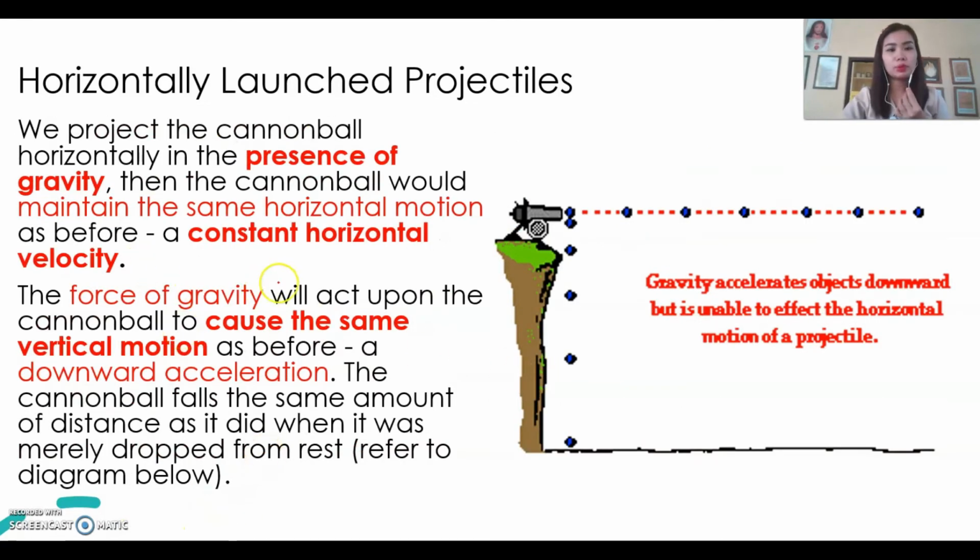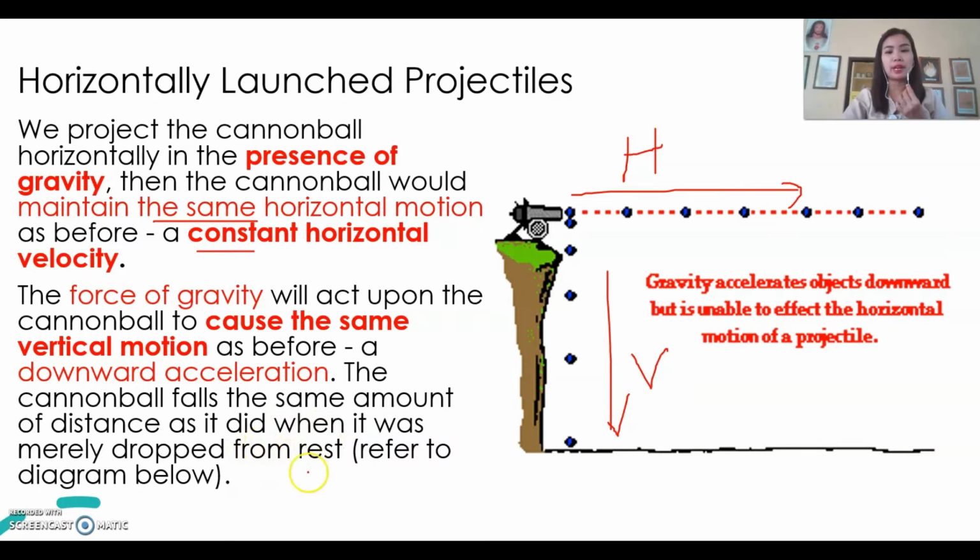Okay, now we project the cannonball horizontally in the presence of gravity. Then the cannonball will maintain the same horizontal motion, that is, constant horizontal velocity. So constant, walay nag-usab. The force of gravity will act upon the cannonball to cause the same vertical motion. So this is our horizontal, ito yung pababa natin, and that is our vertical. The cannonball falls the same amount of distance as it did when it was merely dropped from rest.